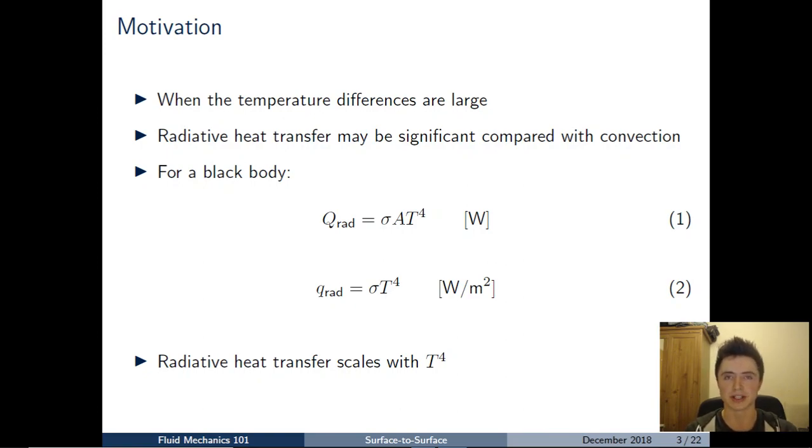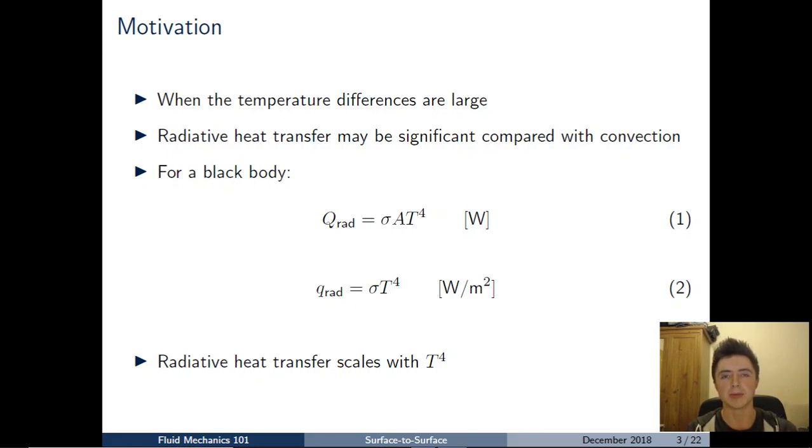So, to start off with some motivation for this talk, when do I need to account for radiation in my CFD model? Well, the short answer is you need to account for radiation when the temperature differences are large. And what do we mean by large temperature differences? Well, if your simulation is going to be around room temperature, for example, and the temperature differences are very small, say 5, 10, 15 degrees, then radiation is probably not going to be important, as the dominant heat transfer mechanisms are going to be conduction and convection.